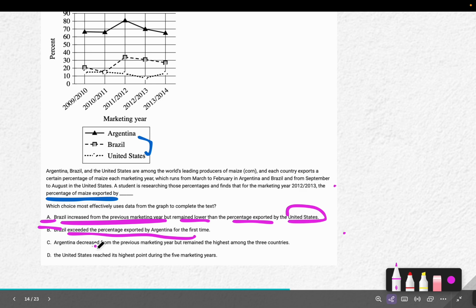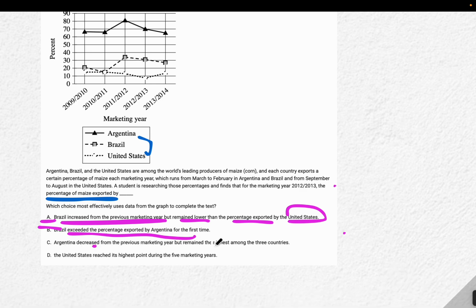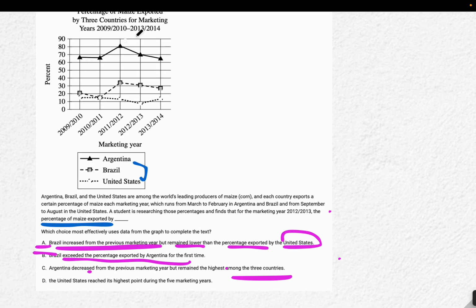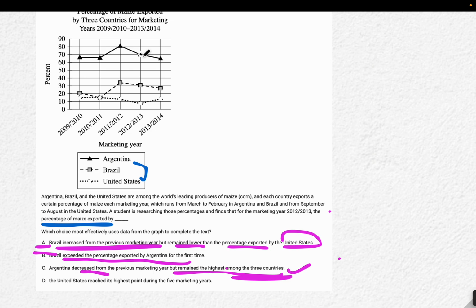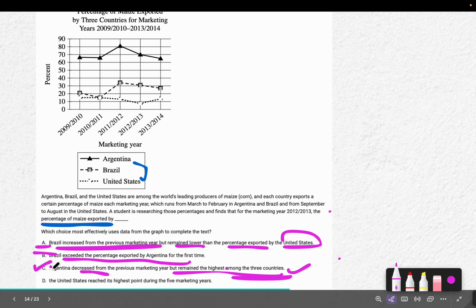Argentina decreased from the previous marketing year but remained highest among the three countries. Just like I said, Argentina never decreased from others, never came in with the same rate as others. It stayed the same, so it stayed the highest. So this part is correct. And for the other one, it says Argentina decreased from the previous year. Previous year, yep, it decreased. There's a sharp decrease over here, but then it still does not come down. So this choice is correct.